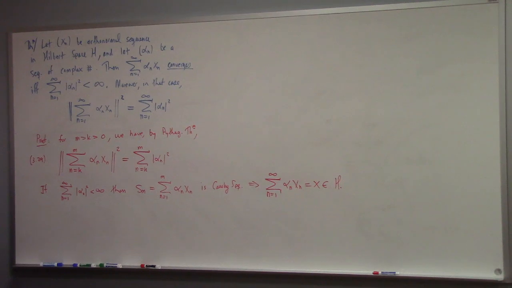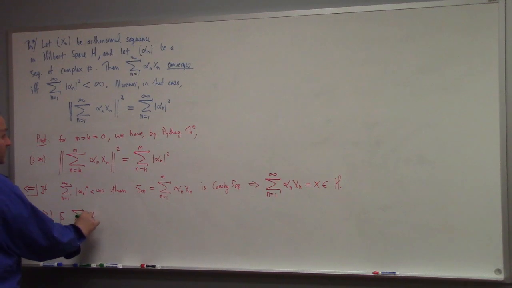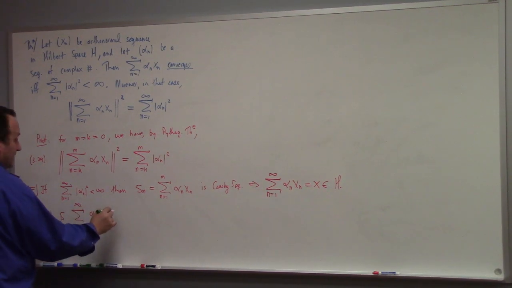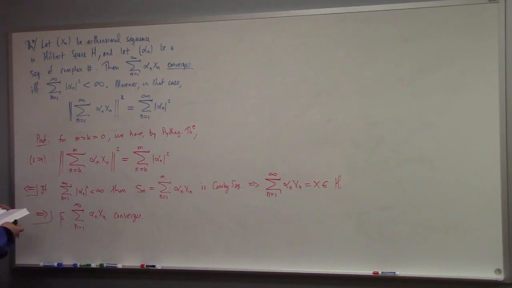So it seems to me this is the reverse implication, right? Yeah, that's exactly what I'm asking. So this feels to me like this part of the proof. The forward part of the proof would be to suppose that the series alpha n xn, n equals 1 to infinity, converges. Yeah, that's what he says.